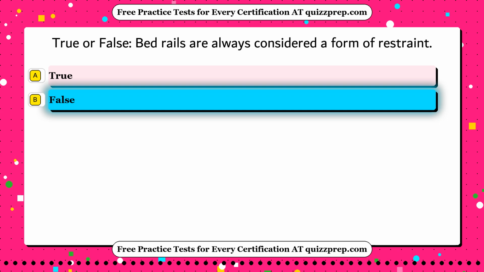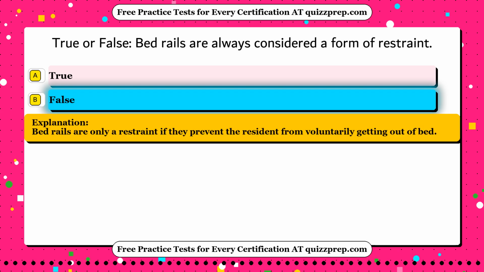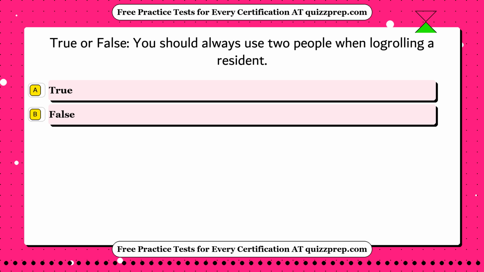The correct answer is option B, false. Bed rails are only a restraint if they prevent the resident from voluntarily getting out of bed. Question 94. True or false, you should always use two people when log rolling a resident? Option A, true. Option B, false.